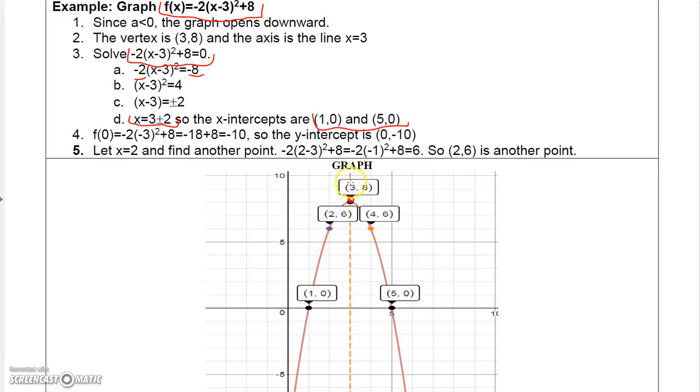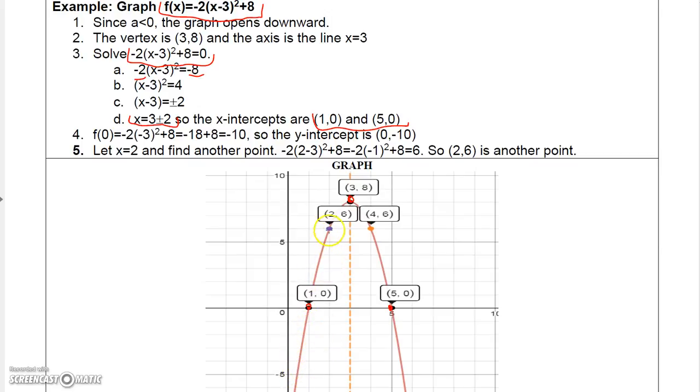And notice I drew, this axis is really like an imaginary line. It's not part of the graph. So you draw that dotted line down through there, and that splits the parabola in half. And then by knowing the x-intercepts are (1, 0) and (5, 0), I can probably just draw from here down through here, and then from here down through here, and get a pretty good graph of the parabola.